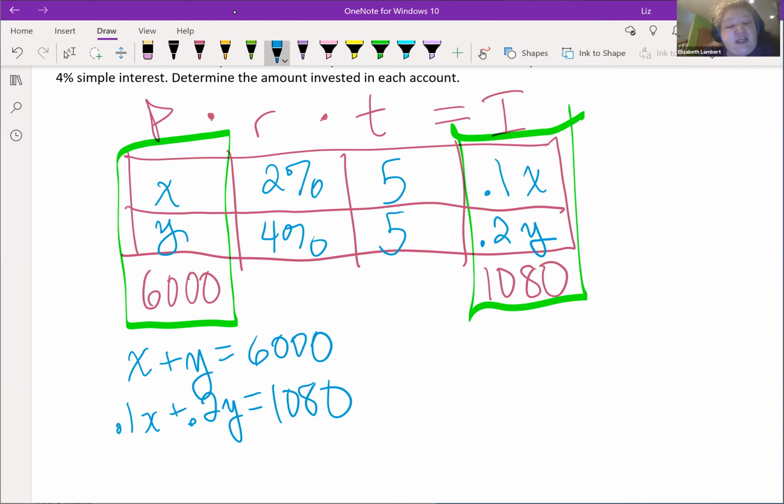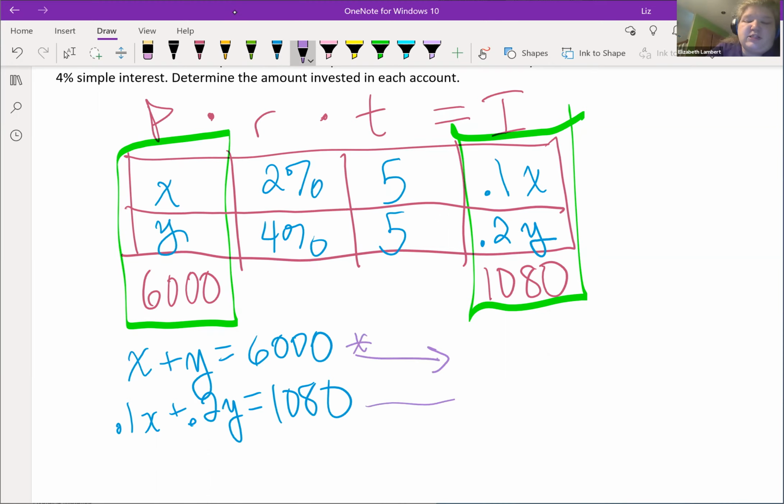Now we could pretty straightforward solve both of these for y, throw them on the graphing calculator, and figure out where they cross. I could take the first equation and solve it for y, or solve it for x. But since I'm feeling puckish, I'm going to use the elimination method. And I'm going to be really weird. I'm actually just going to multiply the first equation by negative 0.1.